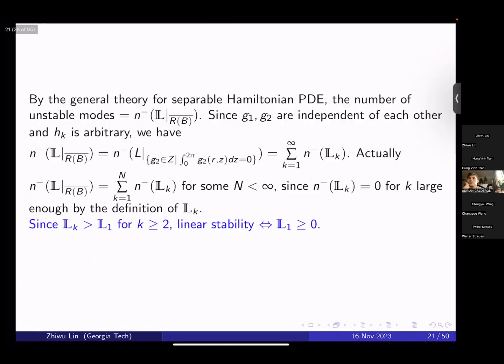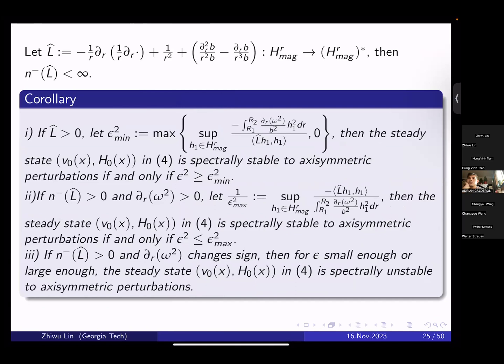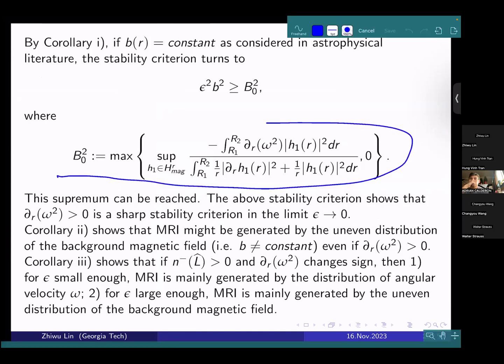And secondly, you can also get a threshold for the magnetic field for linear stability or linear instability. In particular, if you take B to be equal to a constant, in other words, for the uniform magnetic field, then the upper bound B0 is defined. We have a rigorous characterization of this threshold magnetic field.